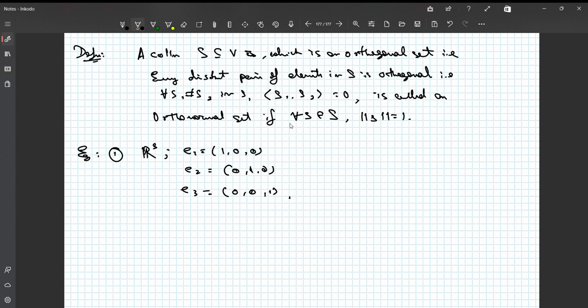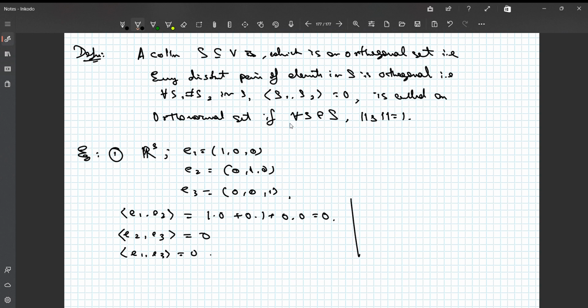If you consider the standard inner product on R3, then what is the inner product of E1, E2? So it's the summation over i equals 1 to 3, or let me just multiply them coordinate-wise. So we will multiply the first coordinates correspondingly. So 1 multiplied by 0 plus 0 multiplied by 1 plus 0 multiplied by 0 is 0. Observe in a similar way, you can see that the inner product of E2 and E3 is also 0, and the inner product of E1 and E3 is also 0.